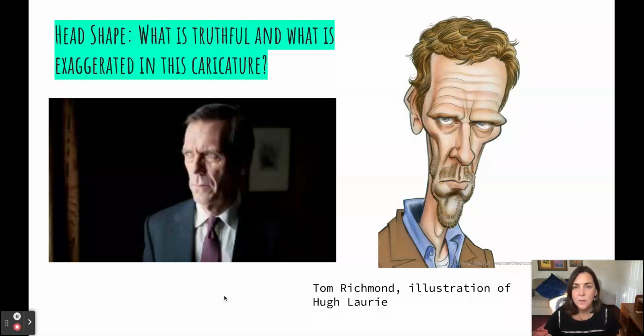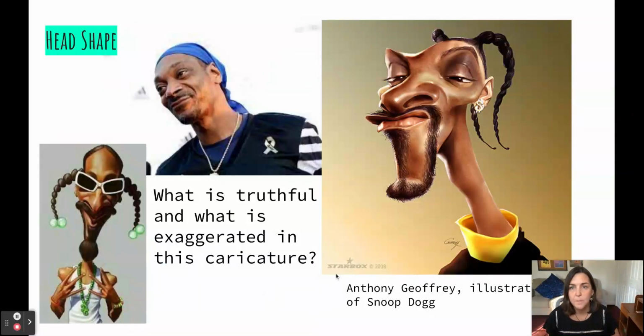Remember, we always want to start with observations. Look at what features stand out in your subject. Look at how they differ from the classic human proportions, and think about how you can change the head shape to emphasize their unique qualities. The fun thing here is there's no one right way to do it. Experiment and have fun being creative with your head shape.